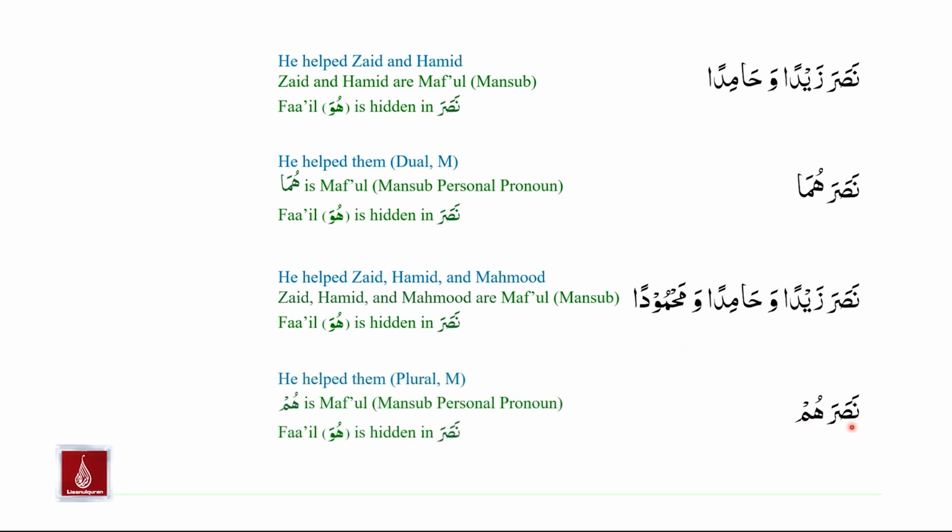Nasarahum. Now we have nasara attached to hum. Hum is used for plural and masculine. Hum is maf'ul. It comes from the mansoob personal pronouns chart. Hu, huma, hum. So we are using hum from the mansoob personal pronouns chart and nasarahum can be translated as he helped them, referring to plural and masculine. The he in this case is the fa'il which is huwa and that is hidden in nasara.